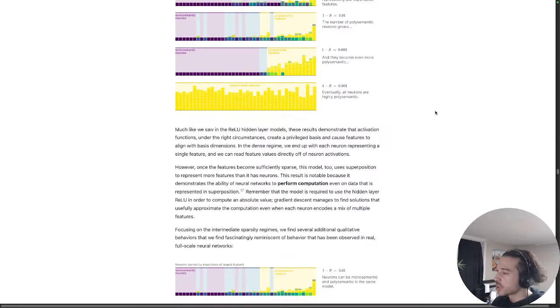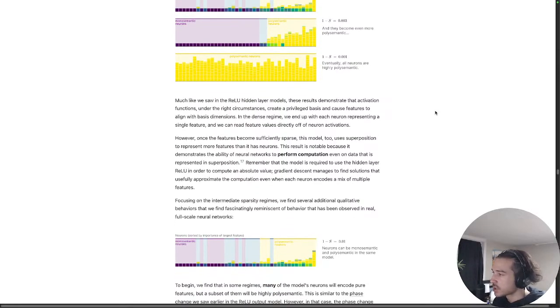Much like we saw in the ReLU hidden layer models, these results demonstrate that activation functions, under the right circumstances, create a privileged basis and cause features to align with basis dimensions.